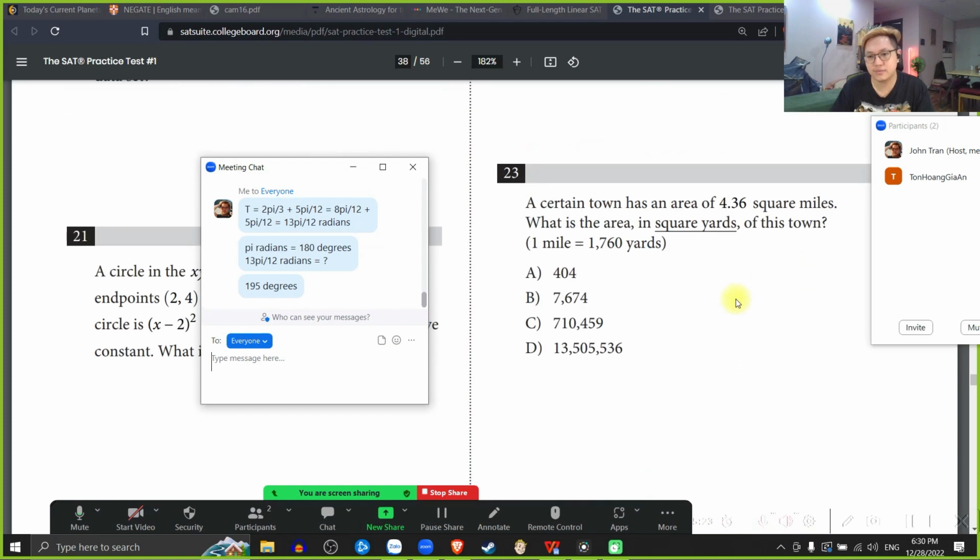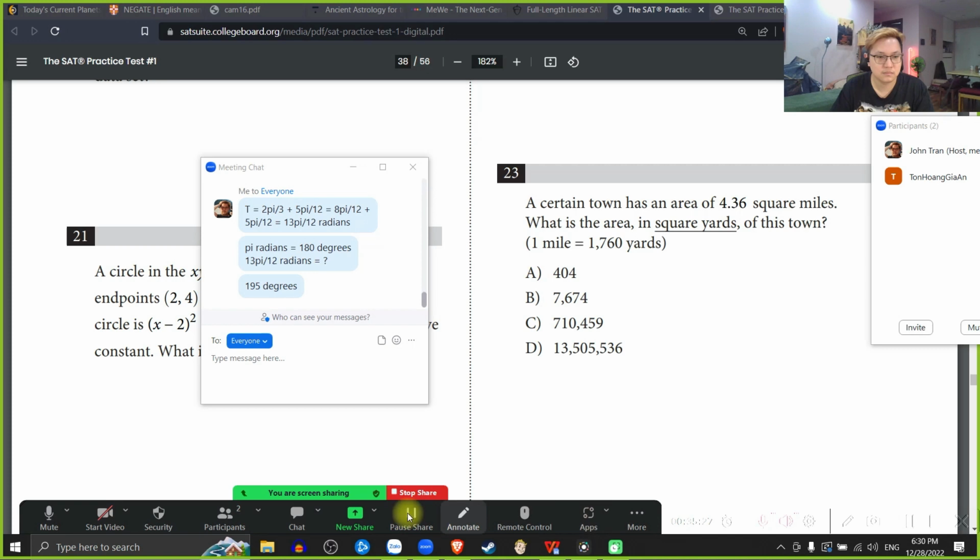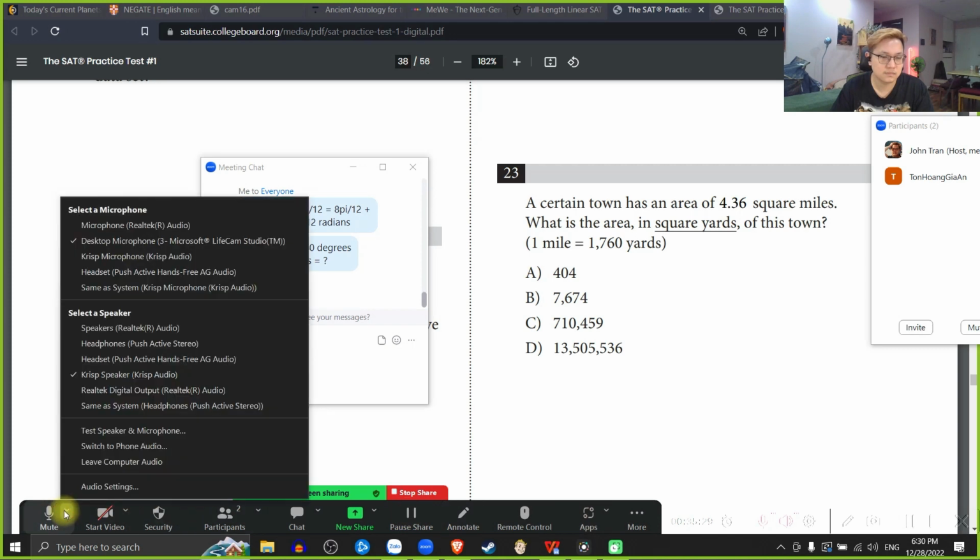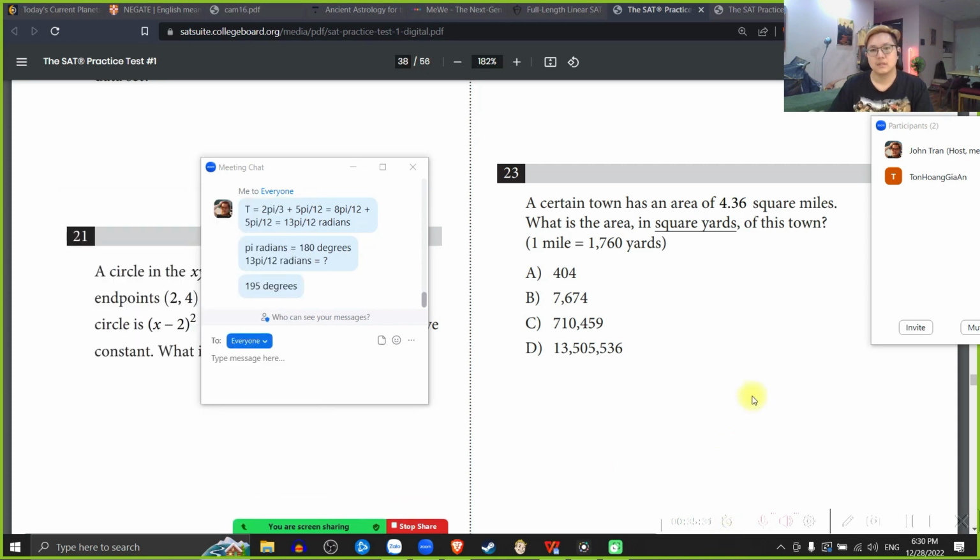Okay, let's move down to 23 now. A certain town has an area of 4.36 square miles.